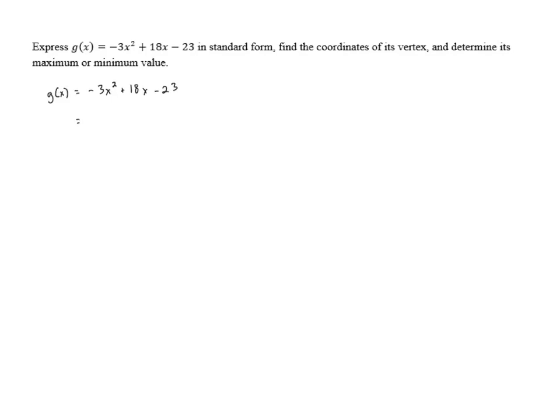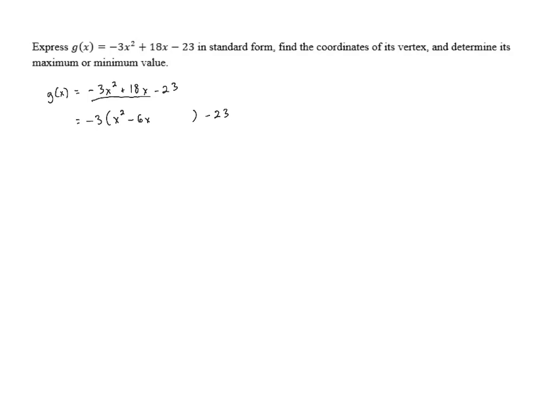And just like the previous problems, we're going to start by focusing just on the variable terms, and we're going to be factoring out the leading coefficient, which is negative 3. That leaves us with x squared minus 6x. And remember, we're going to keep the constant term out to the side, because we'll deal with that later.